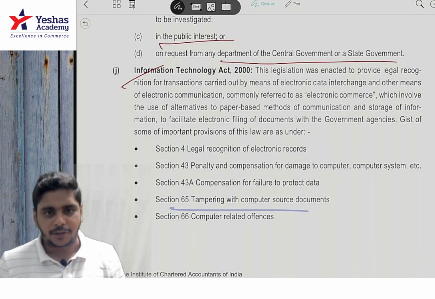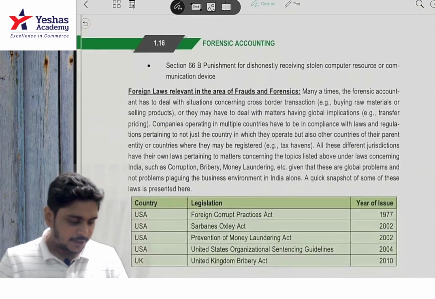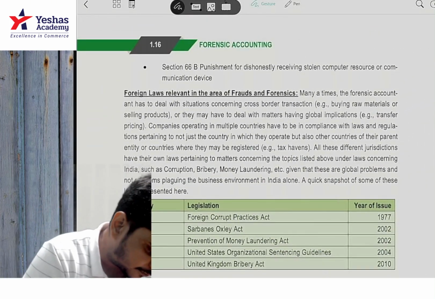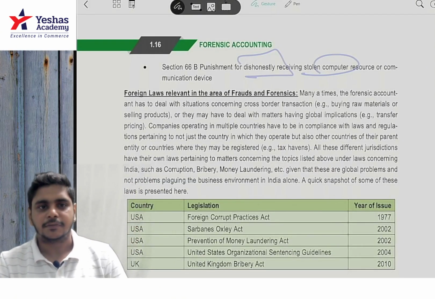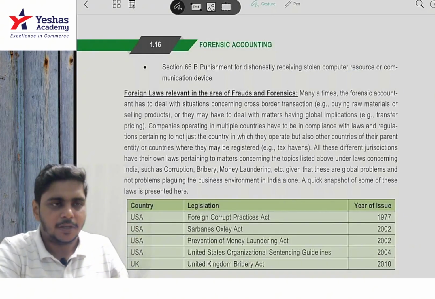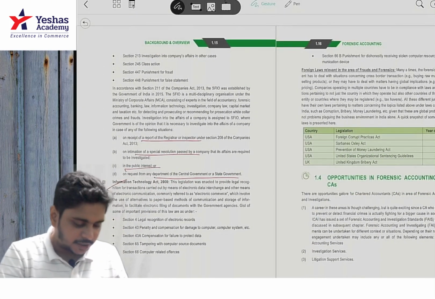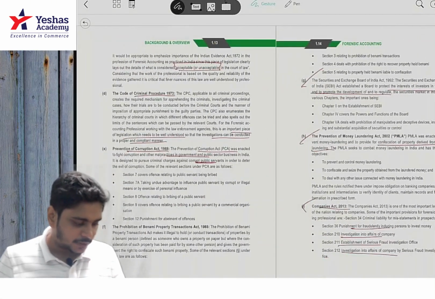65, tampering with computer records. 66, computer related offences. And 66B, punishment for dishonestly receiving stolen computer resource or communication devices. If somebody has a stolen device, that's a punishment under the IT Act. So in total 10 acts are there, okay. Let's quickly recall the names of the acts.